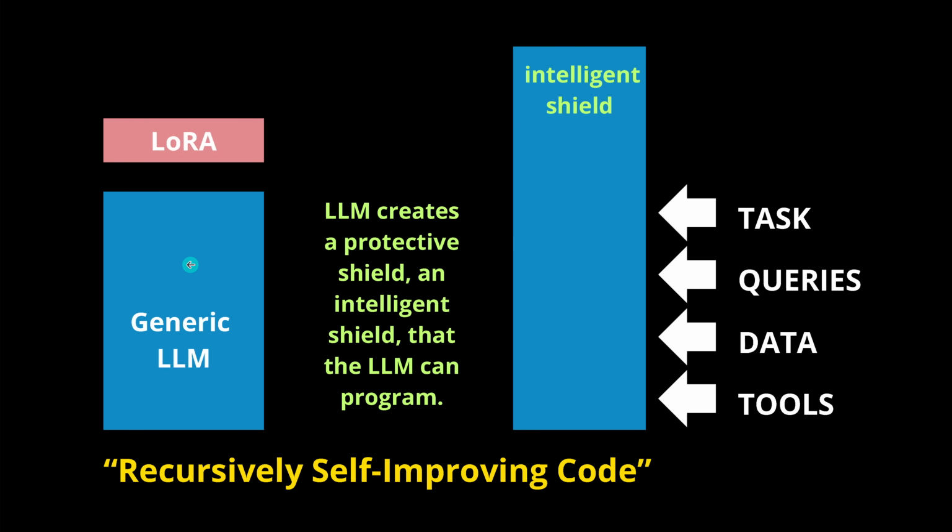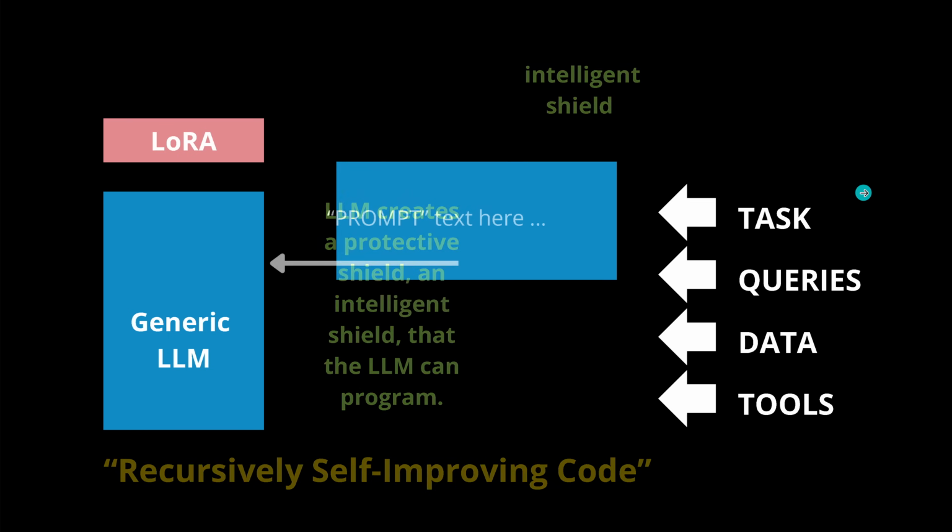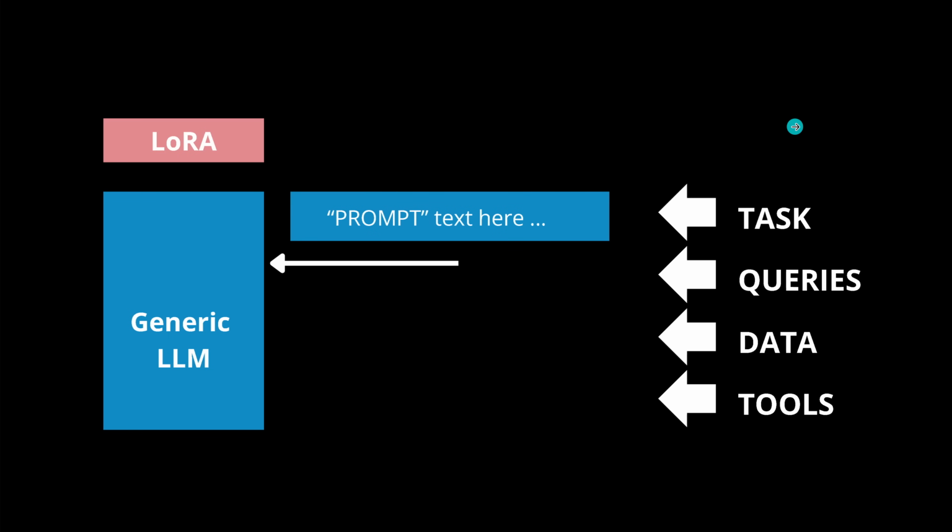Now, understanding please that this shield is created by the LLM for a particular set of tasks. So this is programmed by the LLM. This is kind of the intelligence, and it uses the intelligence of the LLM. And since it is freely programmable, we can now implement some code that can, if you want, self-learn, self-improve over time.